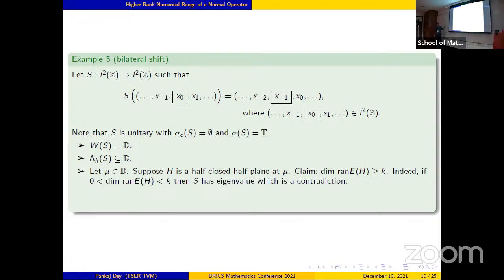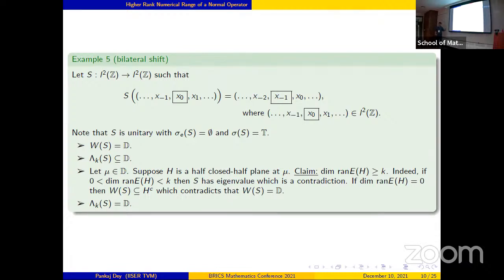If not, if the dimension is strictly less than k, then actually TS has an eigenvalue, because E_omega commutes with T, and if it commutes with T, then its range is a reducing subspace, so TS has an eigenvalue, which is a contradiction. I mean, if it is 0, then it will contradict that the WT, WS is D. So it's proved that the k-rank numerical range of S is D.